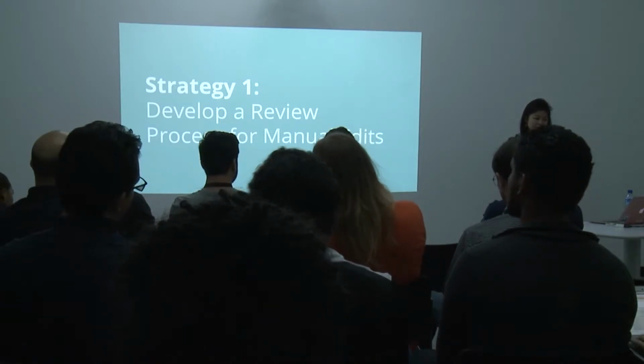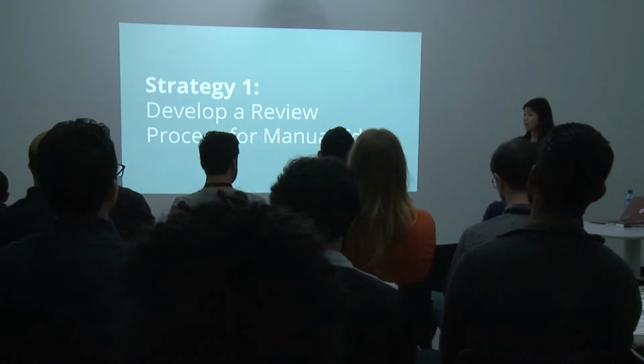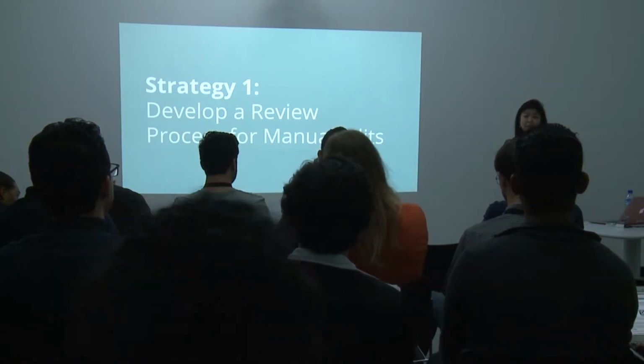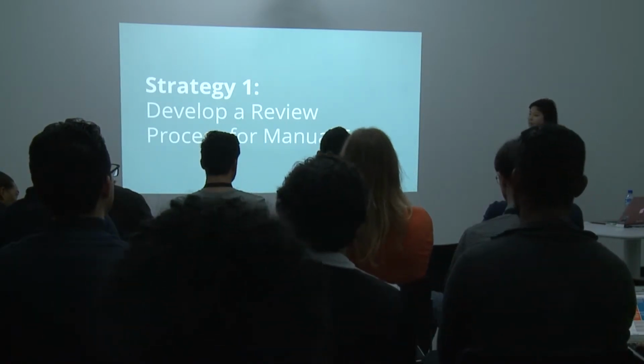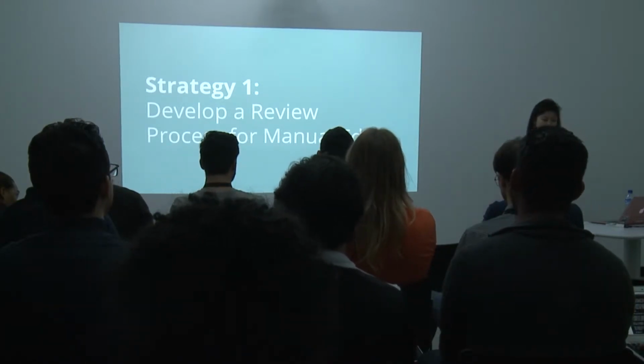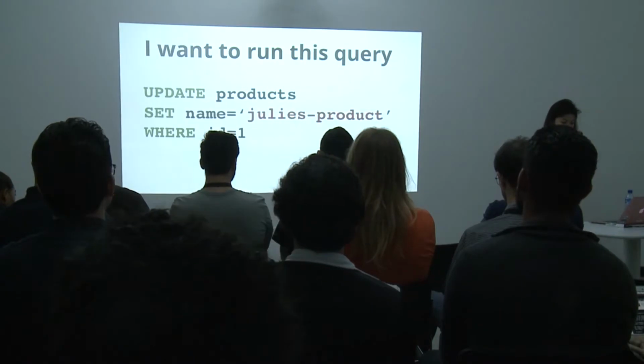The first strategy I'm going to talk about is relatively simple. It doesn't require any new code to be written or any infrastructure to be built, but rather it's about developing a process to do the double checking that you already should be doing. So what does this process look like?